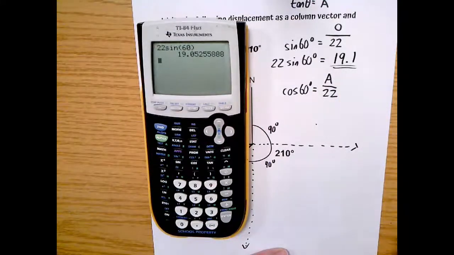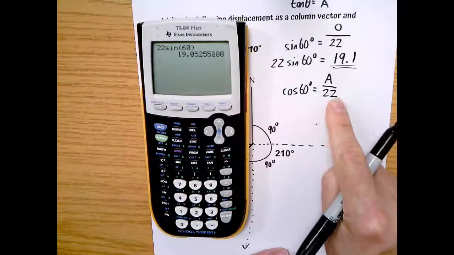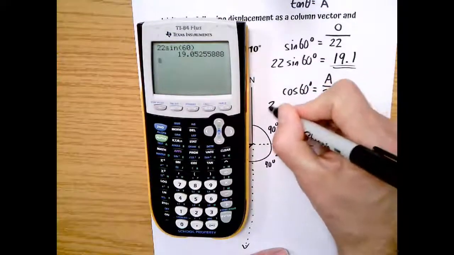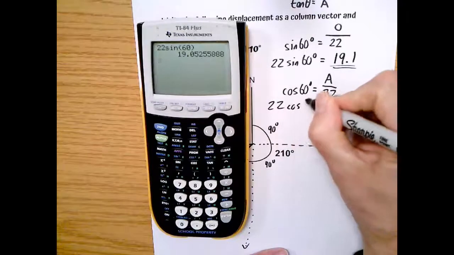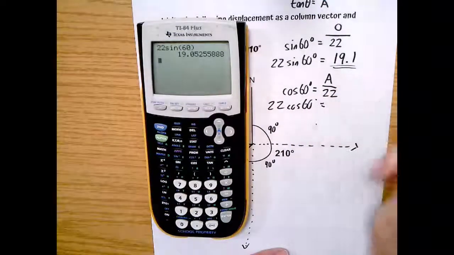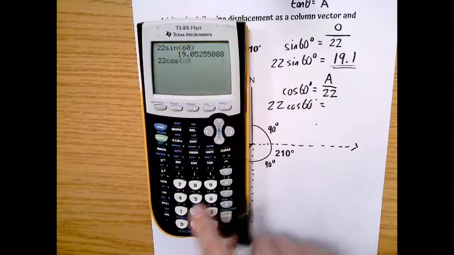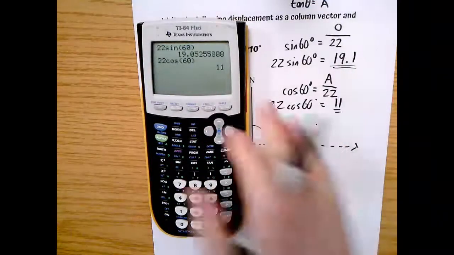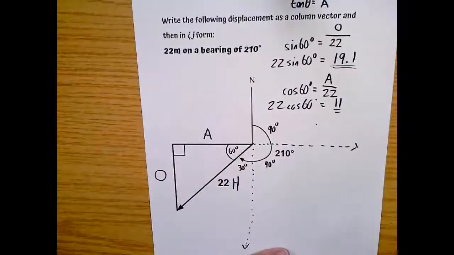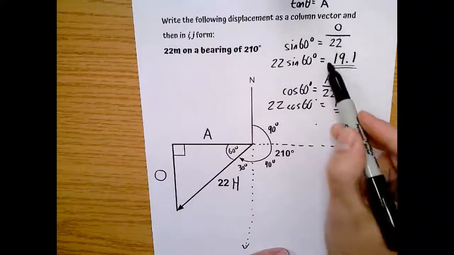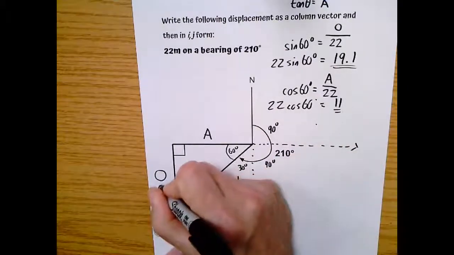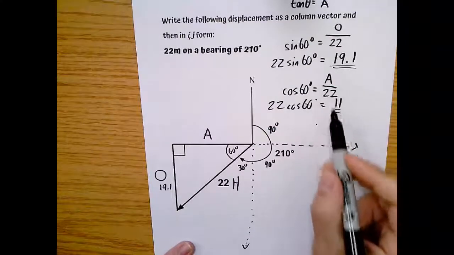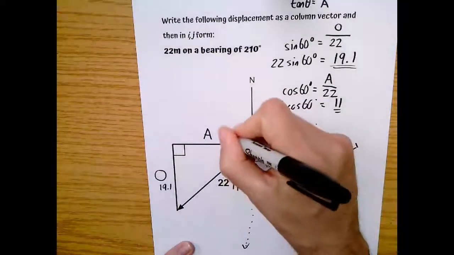Good job. All right, looking here for cosine, again, we just multiply both sides by 22 to make that cancel, and we're going to get 22 cosine 60 degrees. Plug it in, 22 cosine 60. You get 11. All right. So this tells us now the length of our opposite side is 19.1. I can put that right here, 19.1. And the length of our adjacent side is 11. I can put that right here.